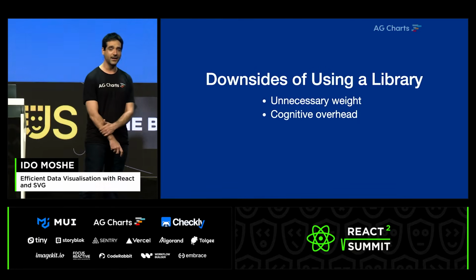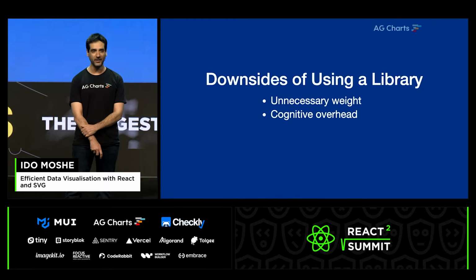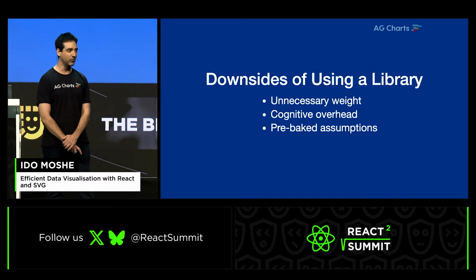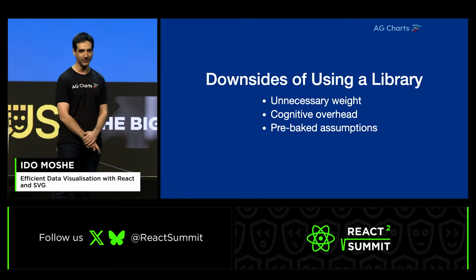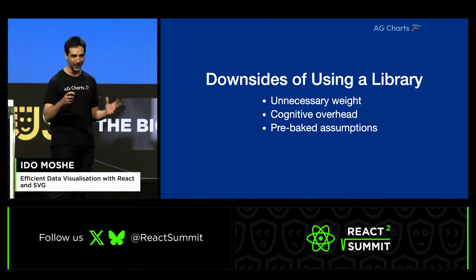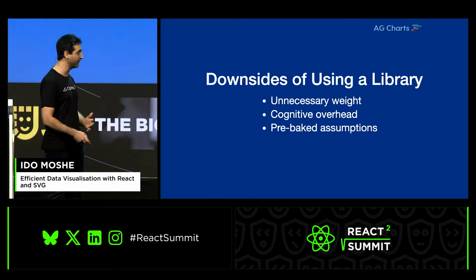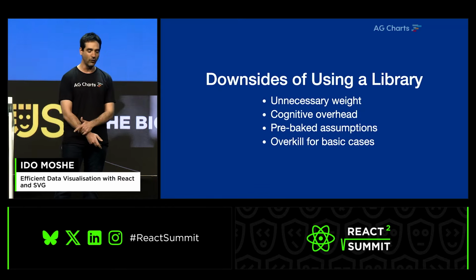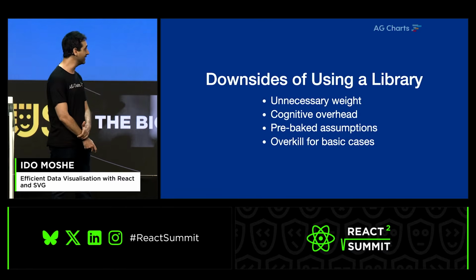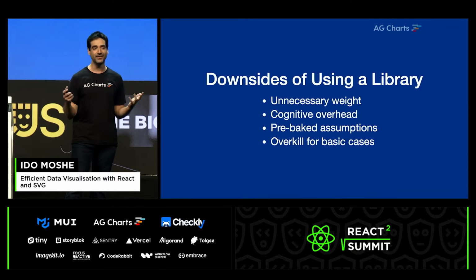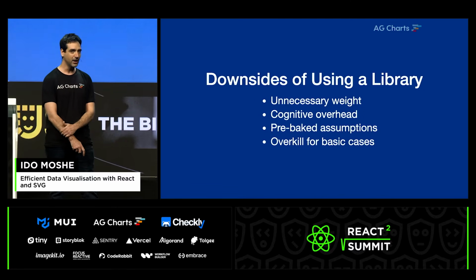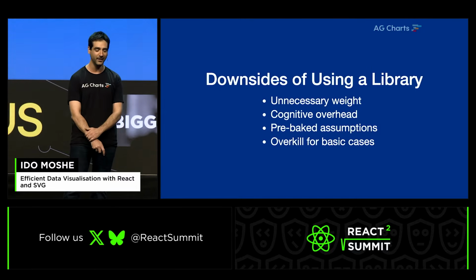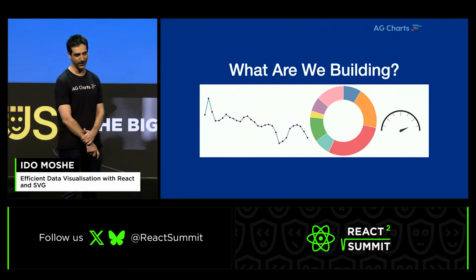The cognitive overhead that comes from learning a new API or adapting new abstractions to your own abstractions in your code. All of the pre-baked assumptions that come with choosing a library that at some point are just not going to match yours, and you're going to have to start going through hoops just to try to make things work your way. And generally speaking, it's an overkill for most basic use cases. Unless you actually need a complete data visualization library because you need multiple chart types or multiple ways to configure it, theming support and things like that, it's probably an overkill for your use case.